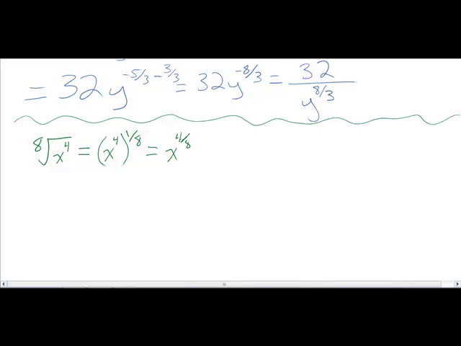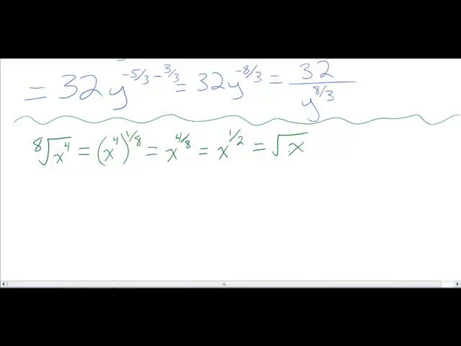X to the 4/8, which of course we can reduce to x to the 1/2. Now again, when you're doing these problems, I'm almost certain that My Math Lab wants it with a radical sign. So you don't need to leave it in this format. You need to go one step further. Now that we've got x to the 1/2, we know that we can rewrite that as the square root of x. And that's how you would enter your answer online on the homework.